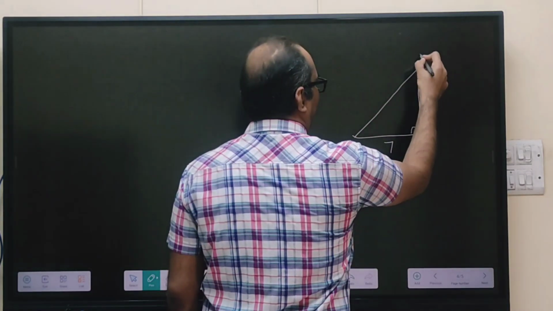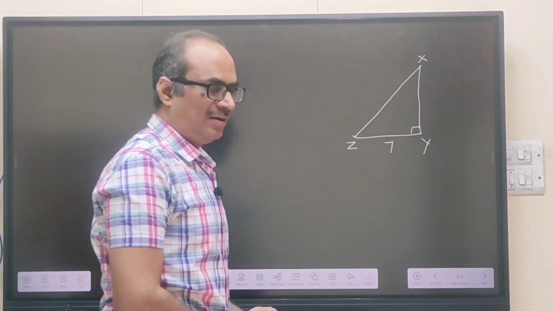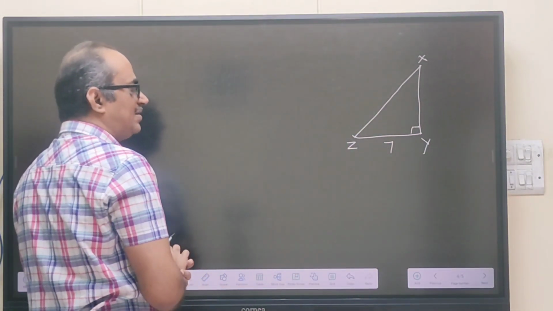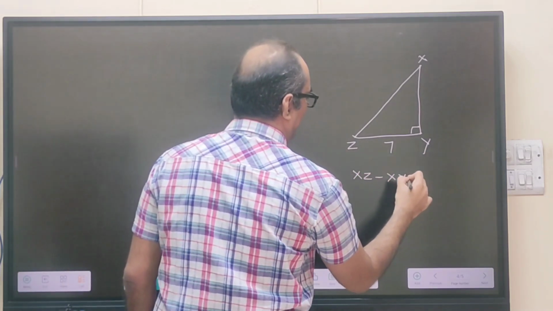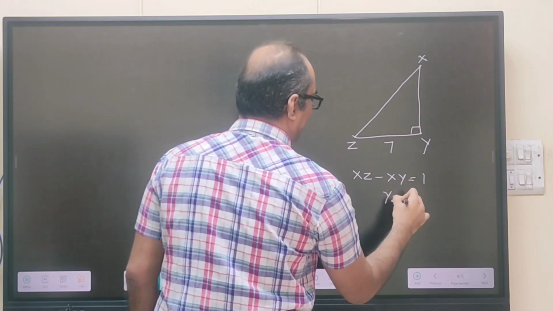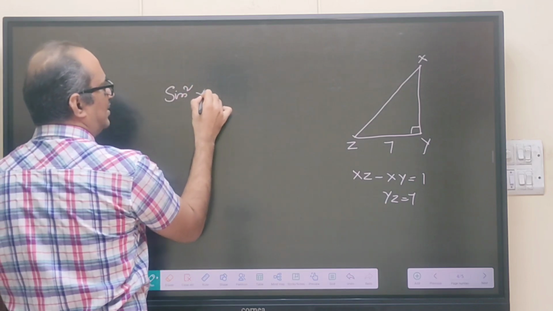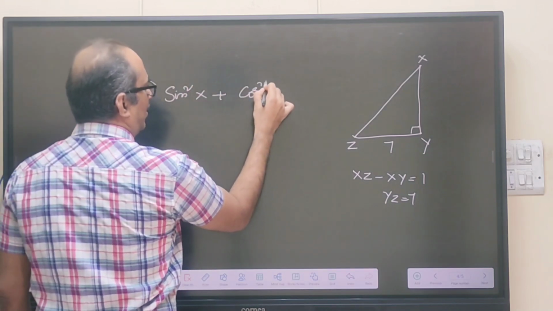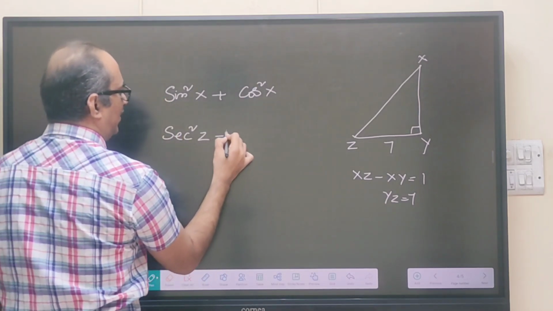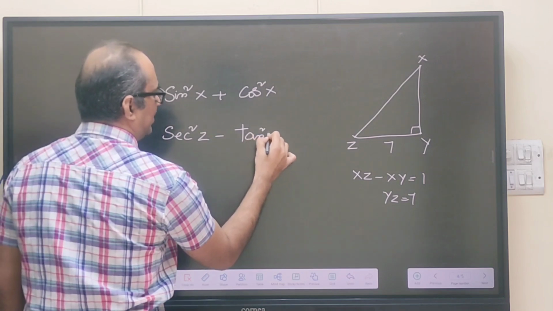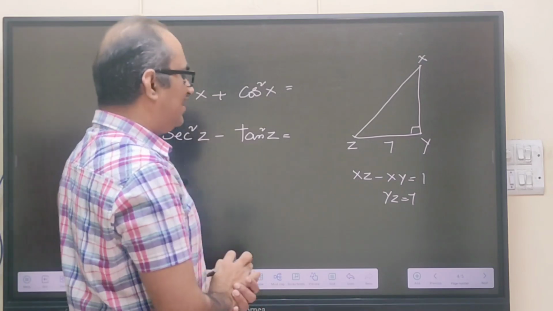One side of a right angle triangle is 7 and the difference of the other two sides is 1. XZ minus XY equals 1, YZ equals 7. What you need to find out is what is sine square x plus cos square x, and what is secant square z minus tan square z. You also need to find out these two.